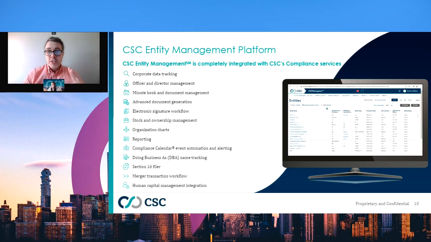So again, just by virtue of having CSE in that capacity as registered agent, there is quite a bit of critical entity data, documents, and compliance visibility that you have through a platform that we call CSE Navigator.